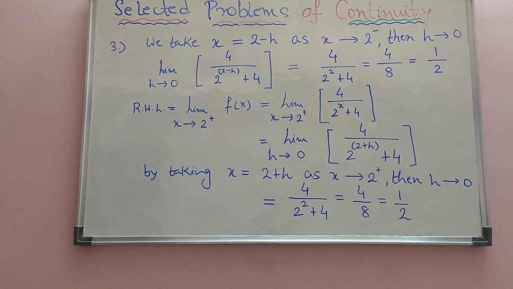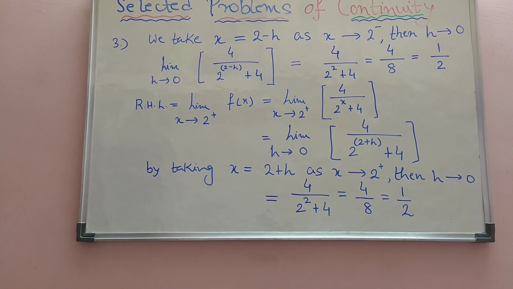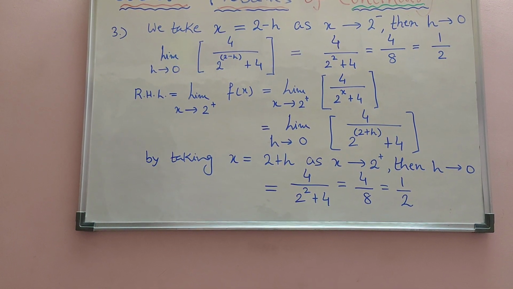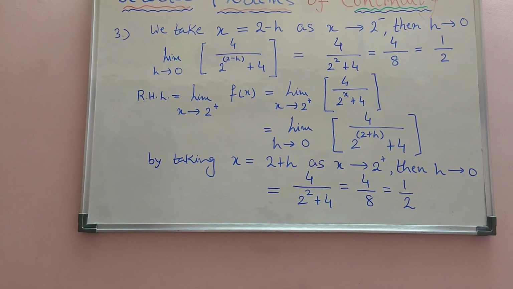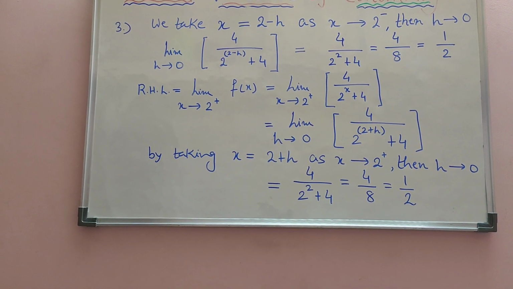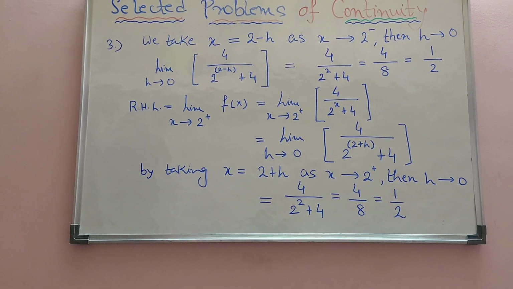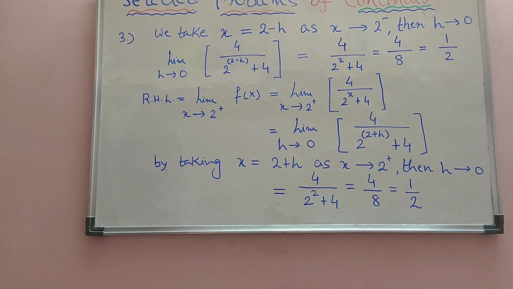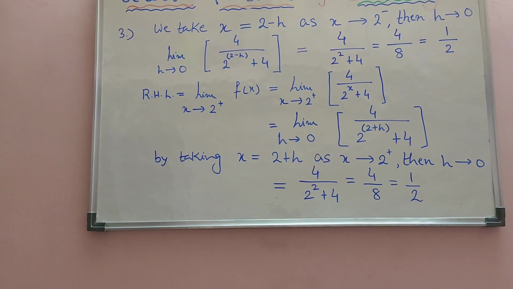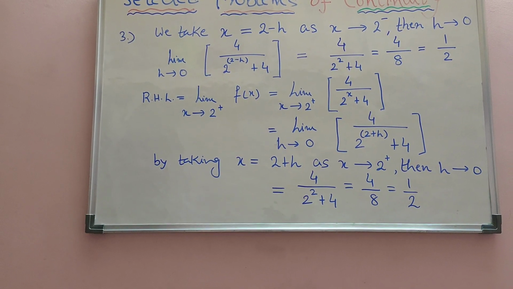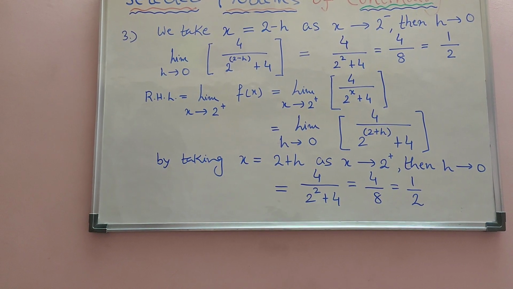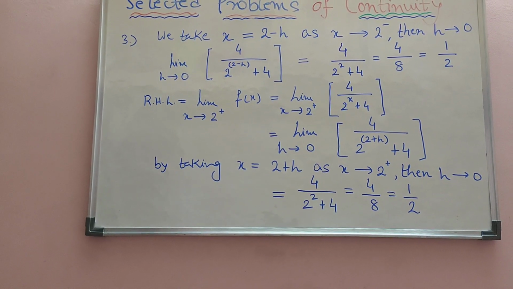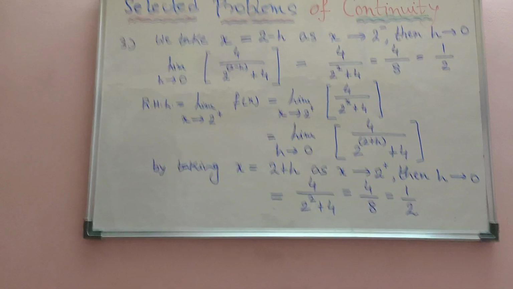So putting the value, it becomes 4 upon 2 raised to the power 2 plus h plus 4, so 2 raised to the power 2 plus 0. It's the same thing as in the left hand limit. So it becomes 4 upon 2 raised to the power 2 plus 4, 4 upon 8, equal to 1 by 2. So we have seen that our left hand limit and right hand limit have the same value. Now f of x at 2 is what? They have given k. We will substitute the value in the next step.